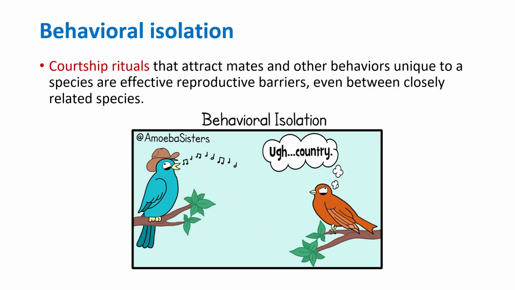Okay, next on the list, behavioral isolation. This involves different courtship rituals among different species. If the courtship ritual of one bird to attract mates is different from the other one, then they're not going to be able to respond to each other or connect with each other.